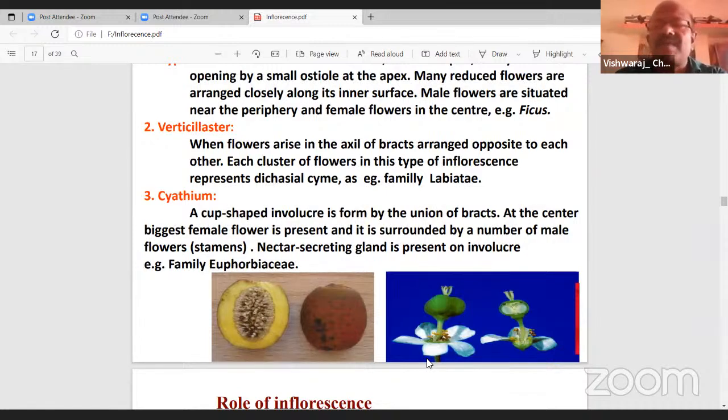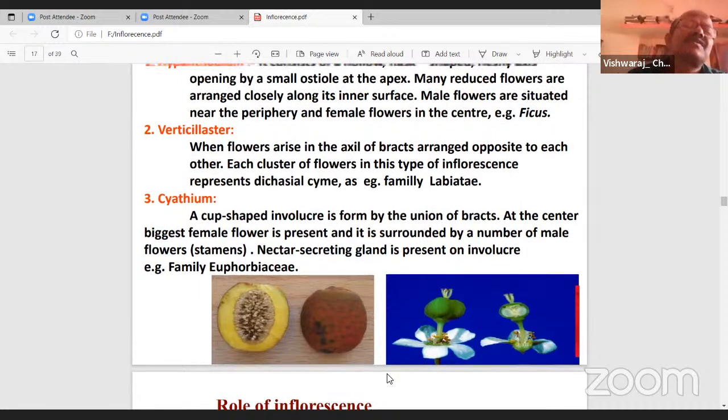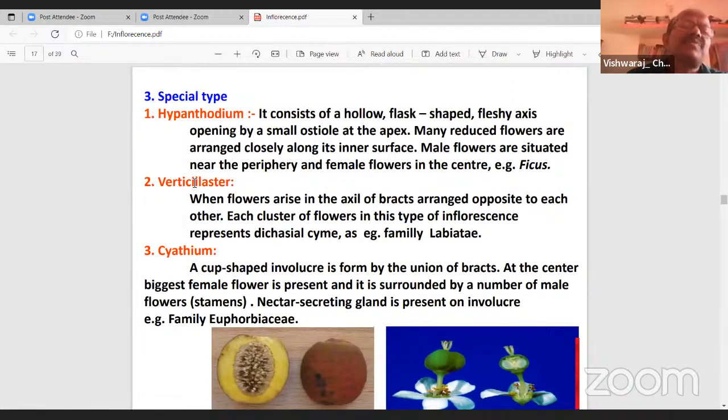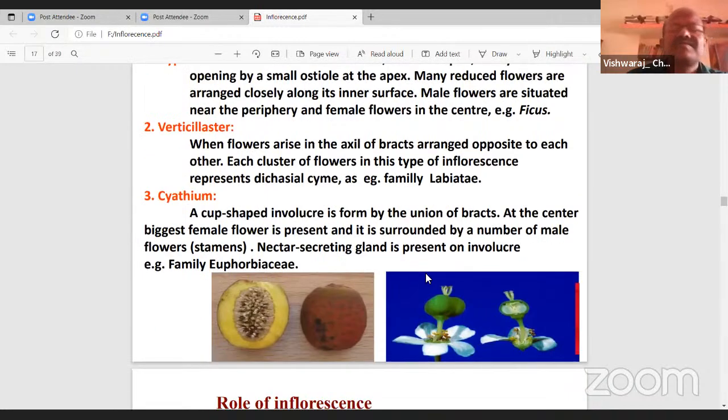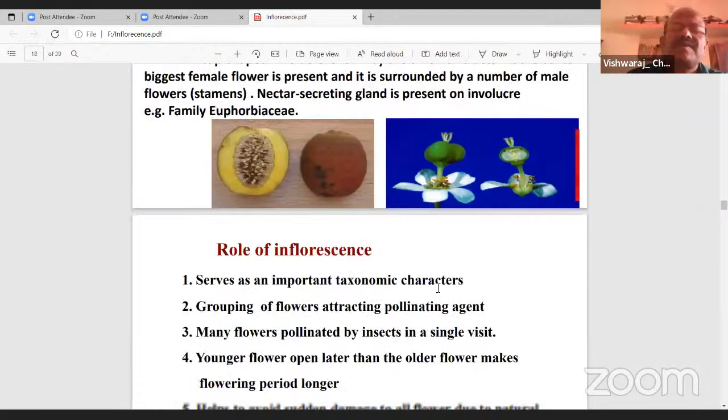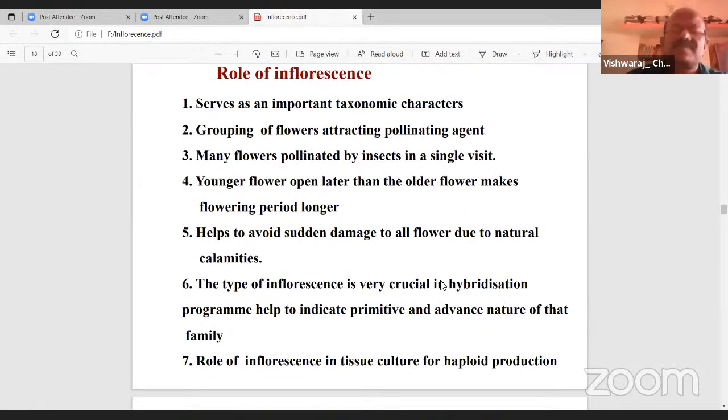Then types of racemose inflorescence: spike, spadix, raceme, and others. Cymose types of inflorescence: monochasial, dichasial, polychasial. Then special type of inflorescence, and there are three types: Hypanthodium, Verticillaster, and Cyathium. These are the main types of inflorescence.